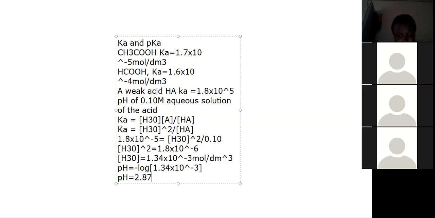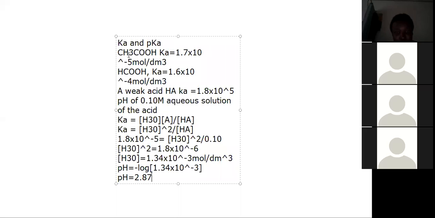2.87. So this becomes our pH. Then it means that the solution is acidic. It has proven that the solution is acidic. And in this case, we can say this is a strong acid. Are you getting it? Yes, sir. Because it's 2.87.